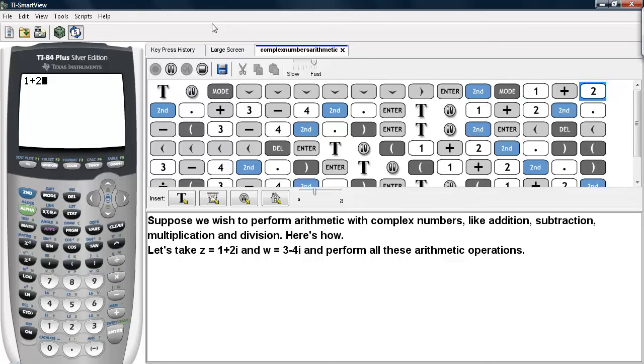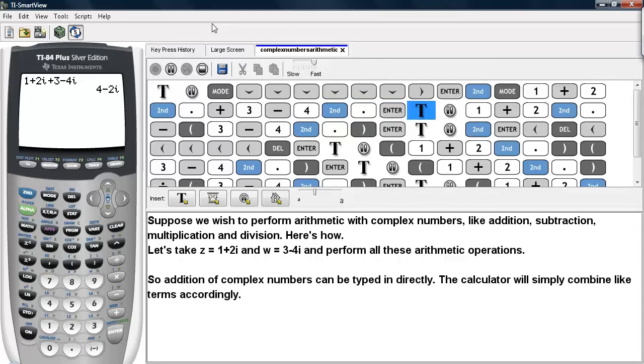First is addition. 1 plus 2i plus 3 minus 4i. So addition of complex numbers can be typed in directly. The calculator will simply combine like terms accordingly. Let's try subtraction.